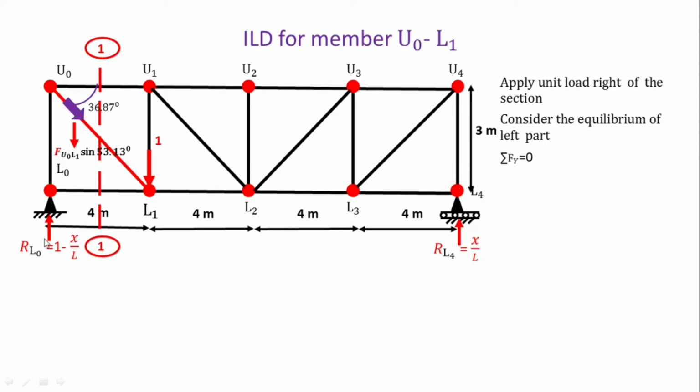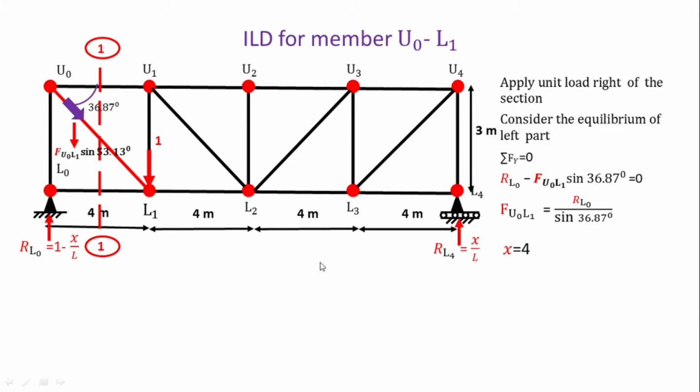Taking the upward force as positive, RL0 is positive, and the resolution of this force is negative because it is downward. So RL0 minus FU0L1 sine 36.87 is equal to 0. So FU0L1 is equal to RL0 divided by sine 36.87. Now the unknown is RL0, and RL0 is 1 minus x by L. So here we have to put the value of x, meaning the location of the unit load. Here the location of the unit load is 4.